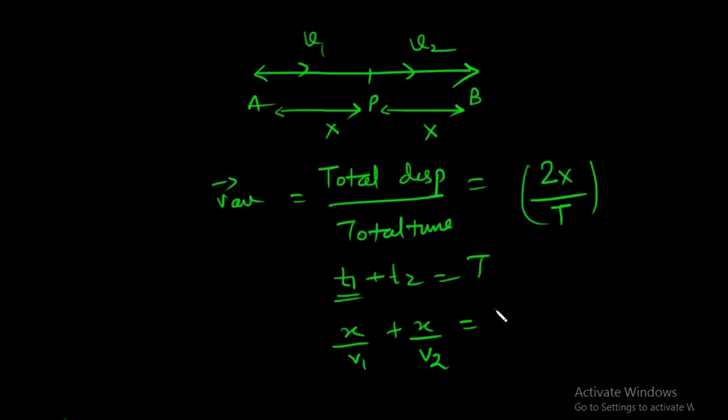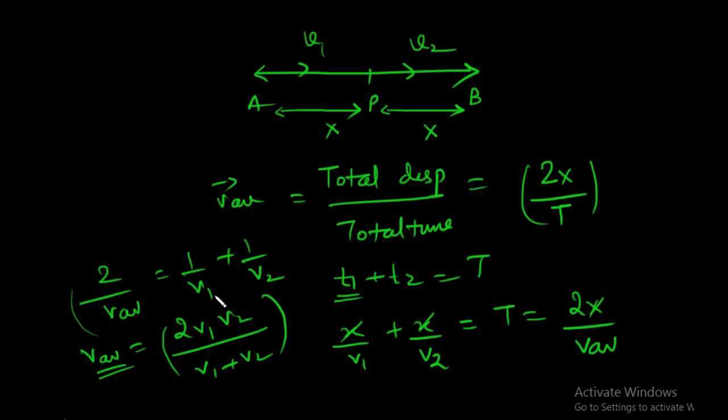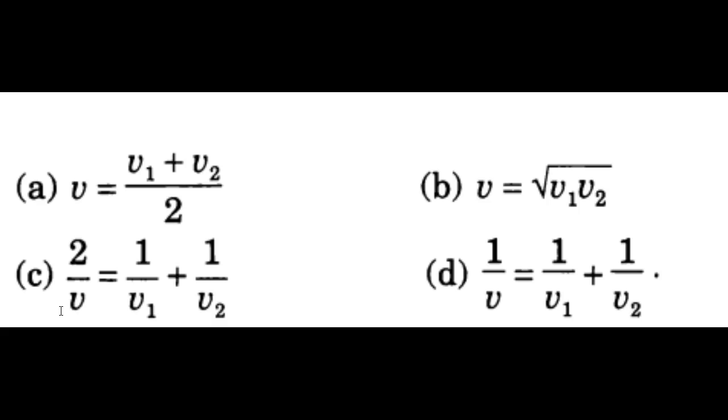This would be total time t, and t is 2x upon v average. So x gets cancelled over here. So we have 2 upon v average equal to 1 upon v1 plus 1 upon v2. We can also write this as v average equal to 2 v1 v2 upon (v1 plus v2). Both are the answers. So here the answer is C. 2 upon v equal to 1 upon v1 plus 1 upon v2.